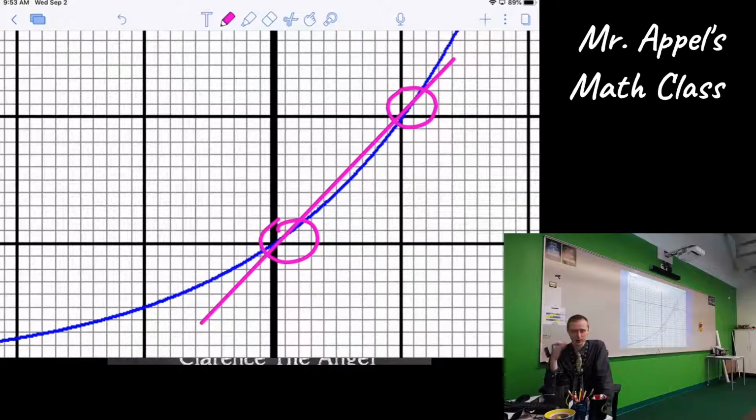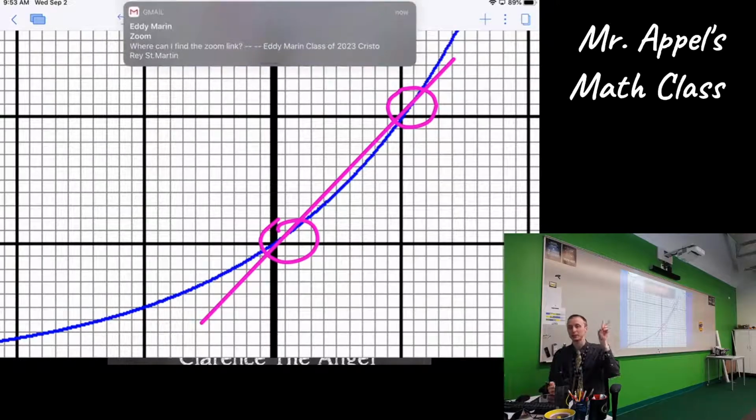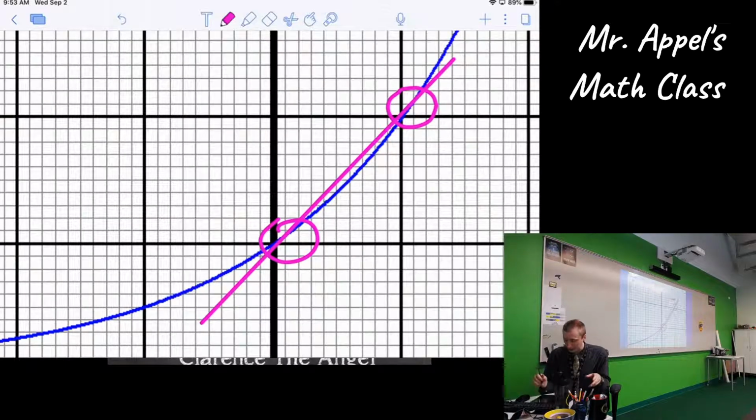Why they call these tangents and secant, I don't know, that's the name we have for it. So if a line touches the graph in 2 places, it's called a secant line. 1 place, it would be called a tangent line.